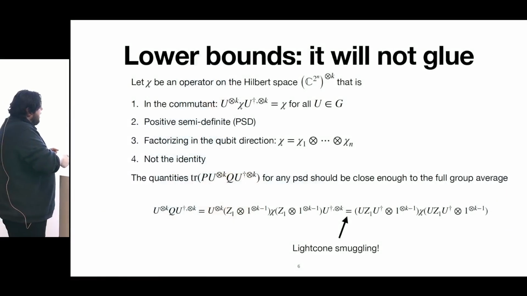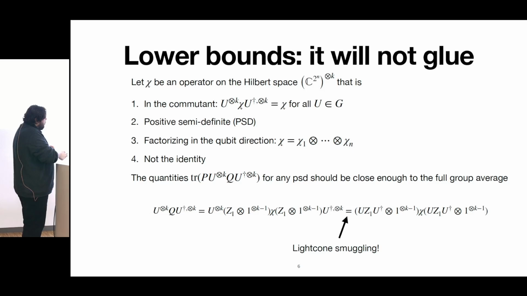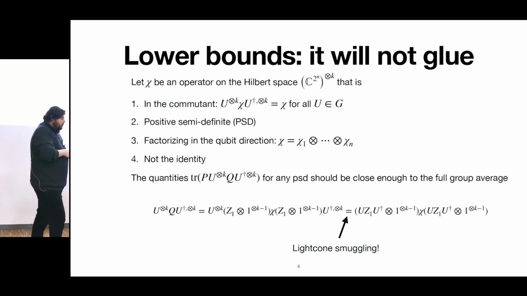And this is always what we will have in what we will talk about: in the commutant we will have a new chi, which factorizes in the qubit dimension and is entangling only in the design direction. We can actually choose it to be positive semi-definite, and it's not the identity. That's important, but a little bit of a triviality. And then we can do the trick that I will show. This is the trick that we used for proving the lower bounds of the groups that we studied, but of course, we had to adapt to the different groups.